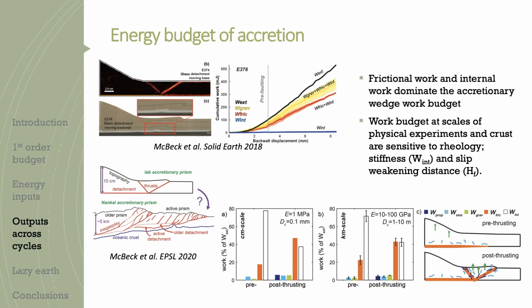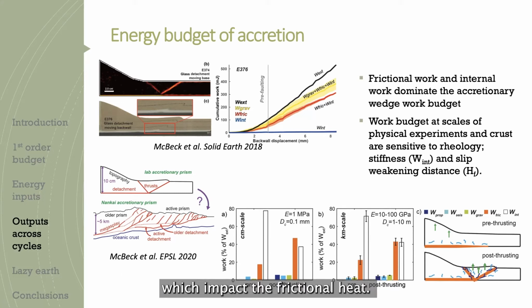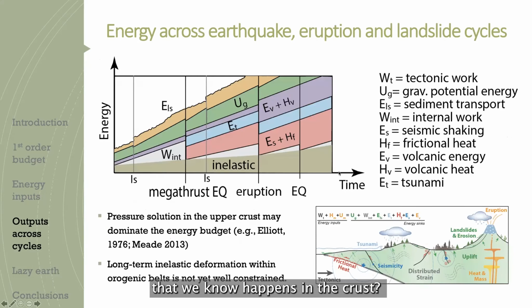to the rheology. We were using elastic stiffness in these simple models. And it was also sensitive to the slip weakening distance, which impacts the frictional heat. We still saw the frictional heat and internal work dominated, but as I mentioned, we're using elastic rheology. So what happens when we consider the inelasticity that we know happens in the crust?